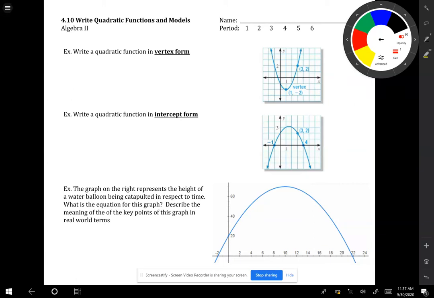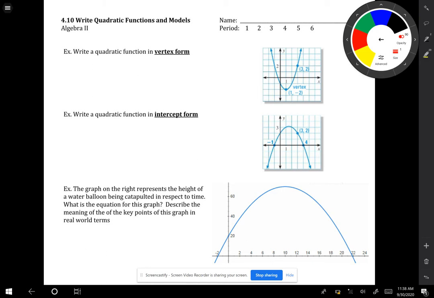Hello, Algebra 2 students. Today we are going to finish Chapter 4 by doing 4.10 notes called Writing Quadratic Functions and Models. We are going to write a quadratic function in two forms, the vertex form and the intercept form. Let's get started. On the right, you see a graph of a quadratic, a parabola, and we are going to write an equation of that graph in vertex form.